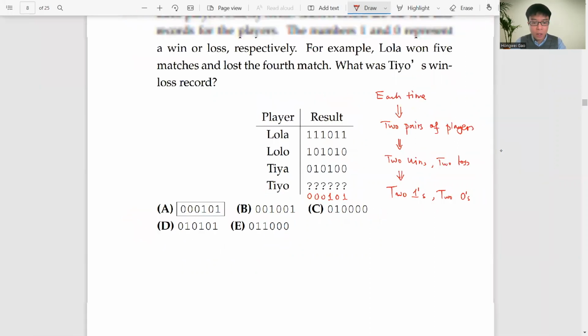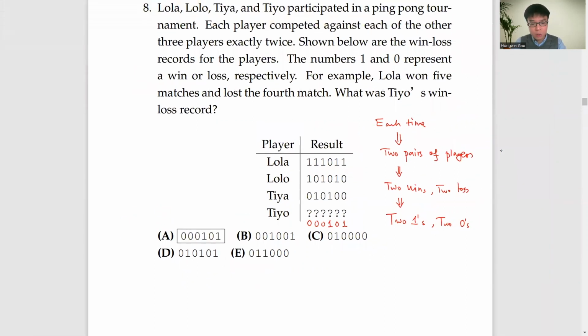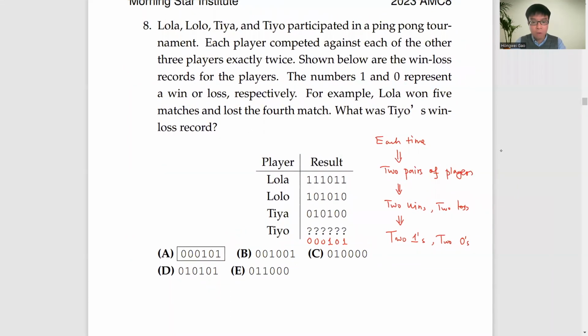And we know that the answer must be A, 0, 0, 0, 1, 0, 1. That's the result for teal.